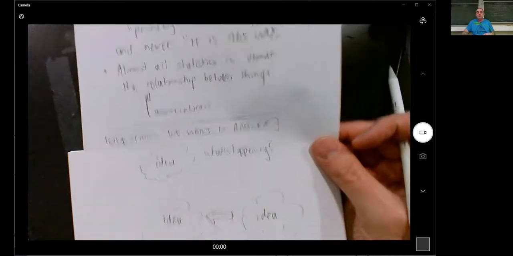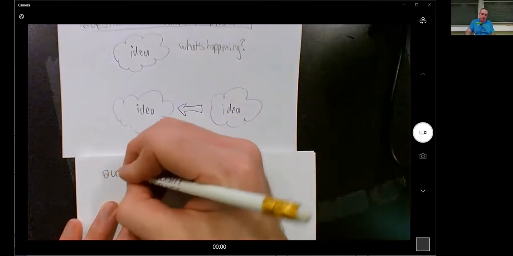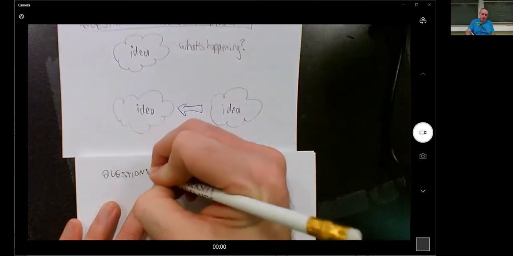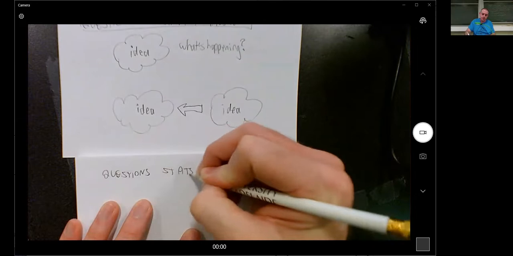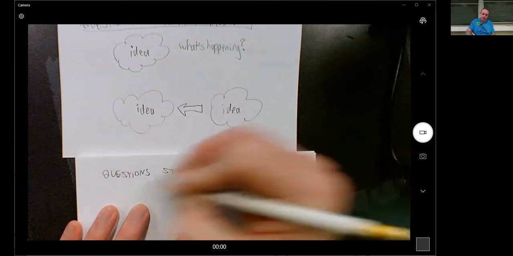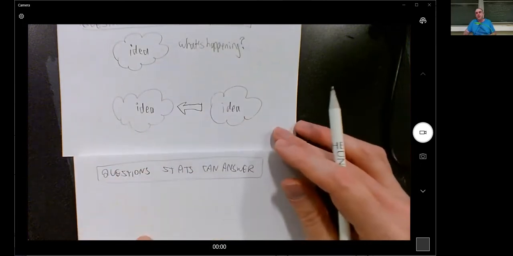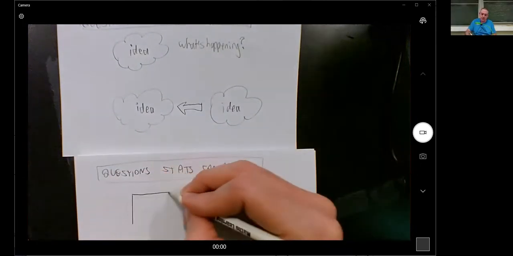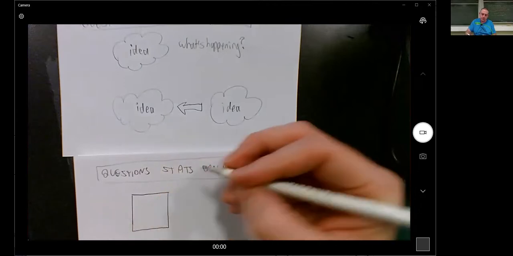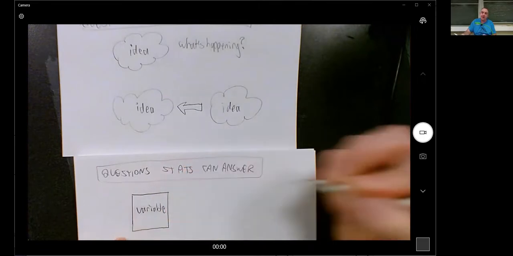Questions we want to answer? Questions stats can answer are not about ideas, but about measurements. Or if you like, variables.